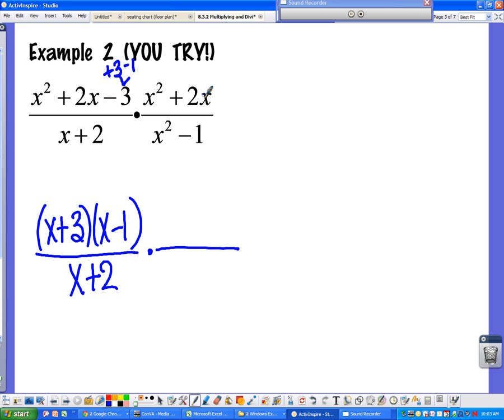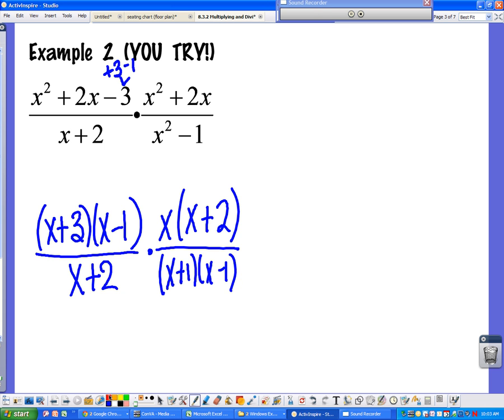And up on top, remember, I don't have a trinomial, so the only thing I can do is factor out that x. On the bottom, this one is a difference of squares, in that the first term is a perfect square and the last is a perfect square. So those factor into x plus 1, x minus 1.